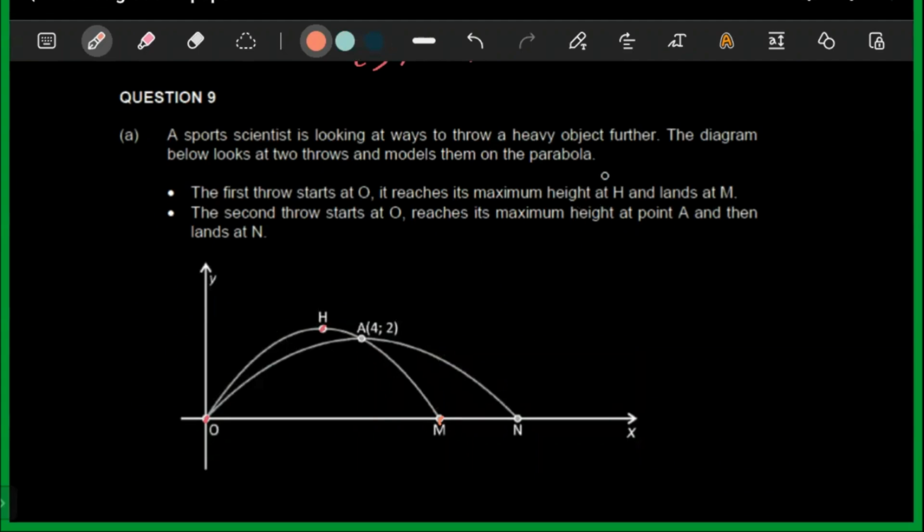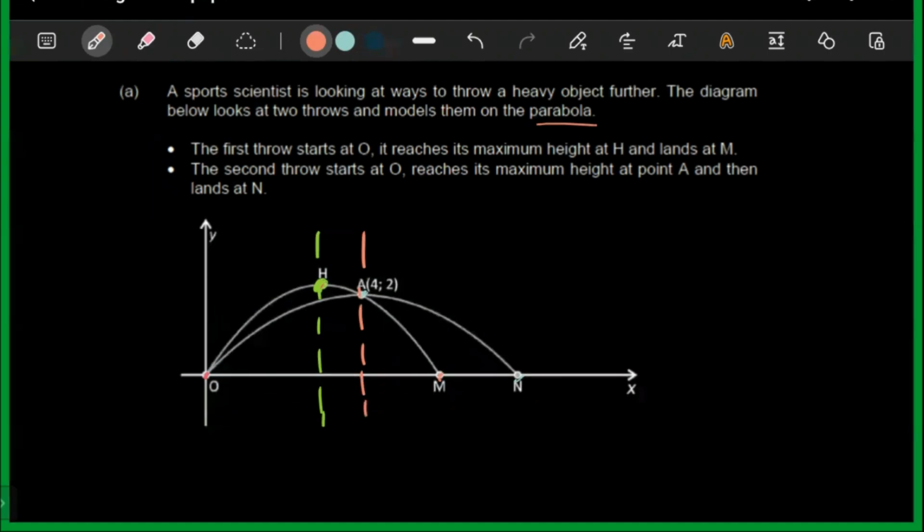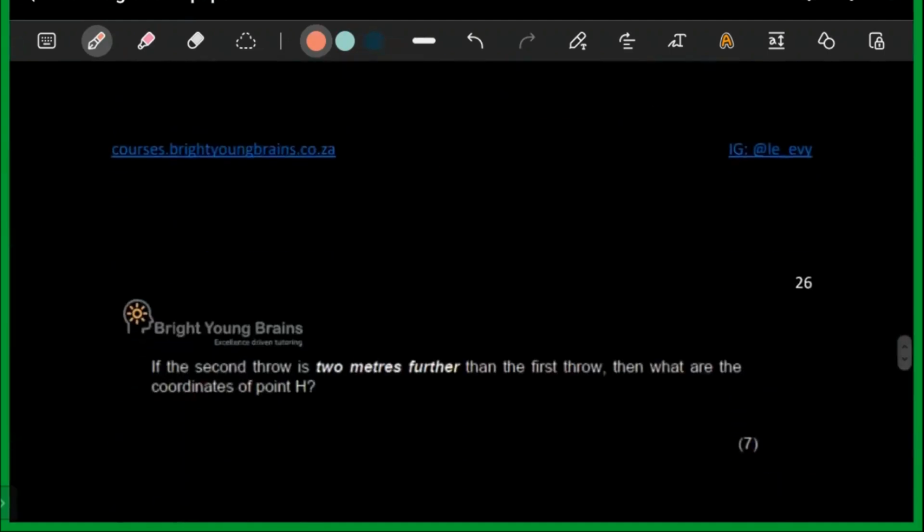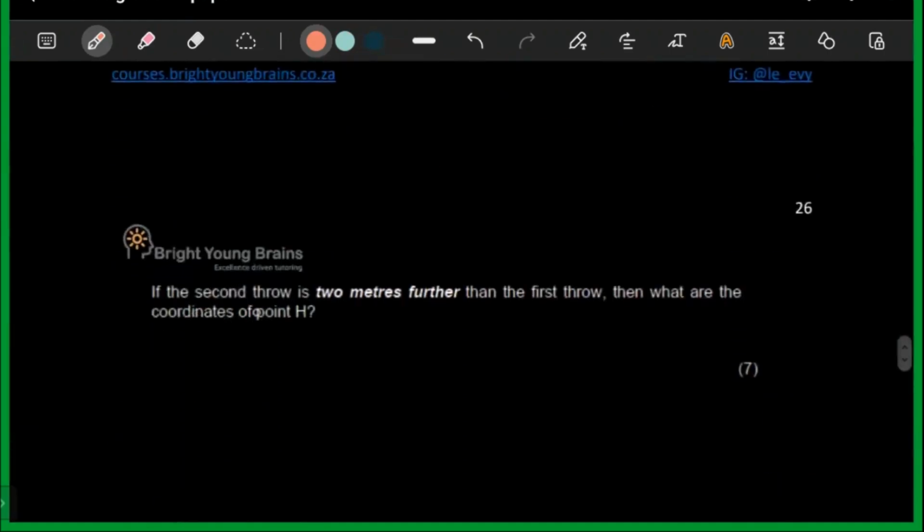So remember, this is a parabola. It means that H is in the middle of O and M. Don't forget that, because a parabola is symmetrical. The second throw starts at O, highest it goes is A, furthest it goes is N. So the middle here is the middle of O and N. Okay, for 7 marks, if the second throw is 2 meters further than the first throw, then what are the coordinates of H?